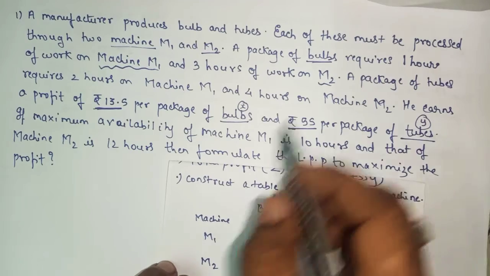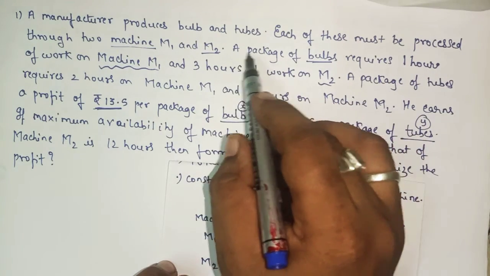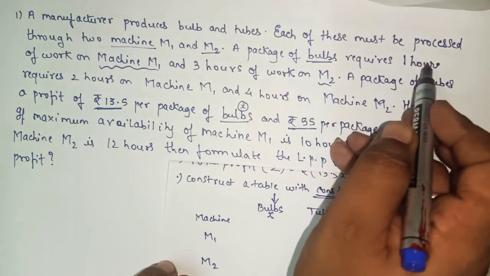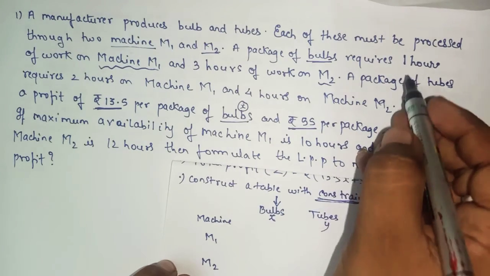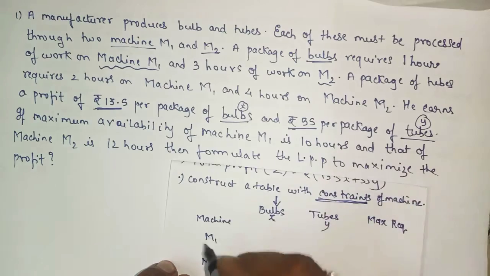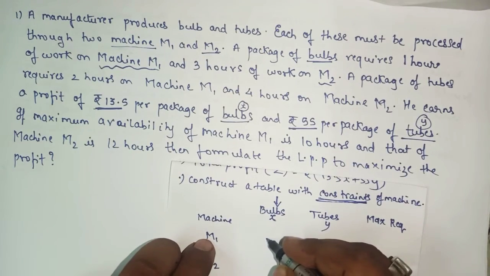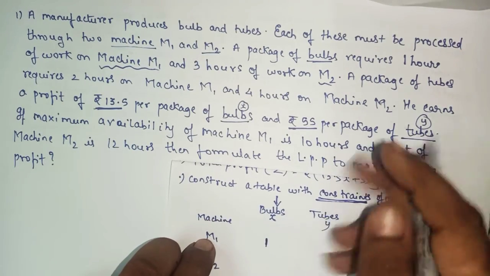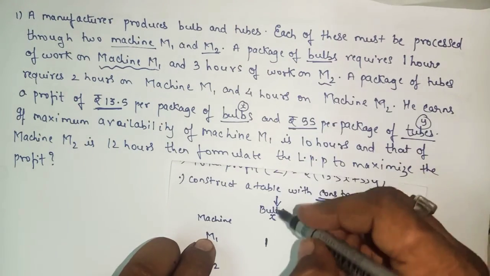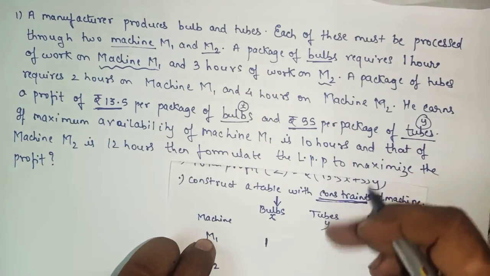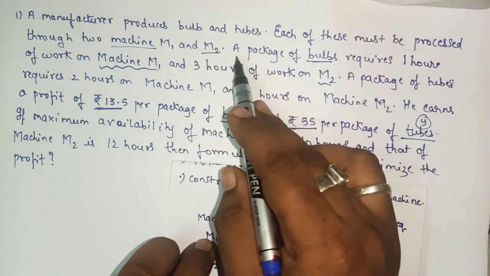Bulb. So the sentence says that a package of bulbs requires 1 hour of work on machine 1. So this is machine 1. It requires 1 hour of work on machine 1. For a package of bulbs, just focus on bulb only, this part. Don't focus on tube.